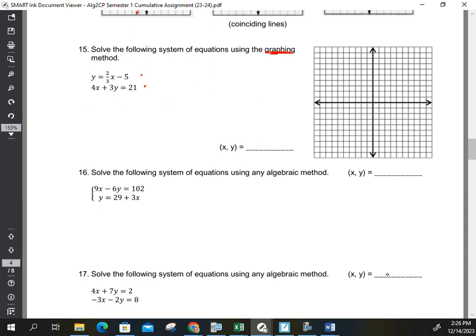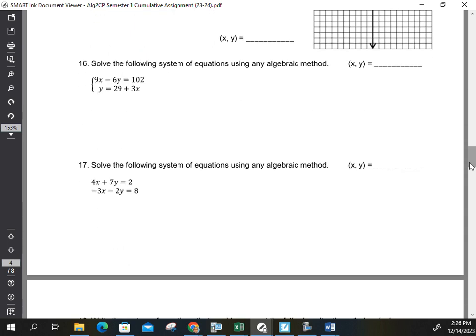16 and 17. Solve using any algebraic method. So one of them, substitution. One of them, elimination. You need to know how to do both ways because both ways are going to be on the final and they're not going to tell you which way it is. You got to figure it out.